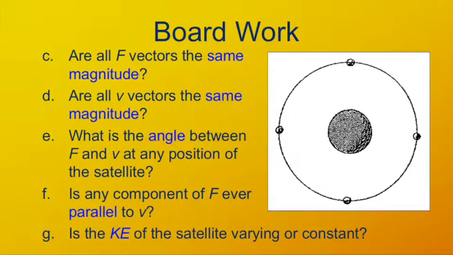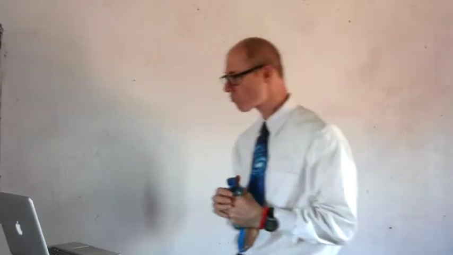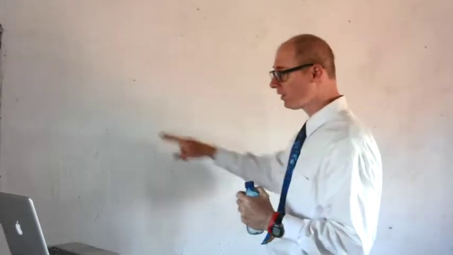Is there any component of force that is parallel to the velocity? And is kinetic energy varying or constant? So I'll give you some time to answer all of those questions. You might have to knock some of the rust off the gears, dust off the brain a little bit, because it's been a while since we've done uniform circular motion. But the ideas are there, and you should be able to call them up. Okay. So does anyone want to draw for us what the force vectors look like and what the velocity vectors look like?